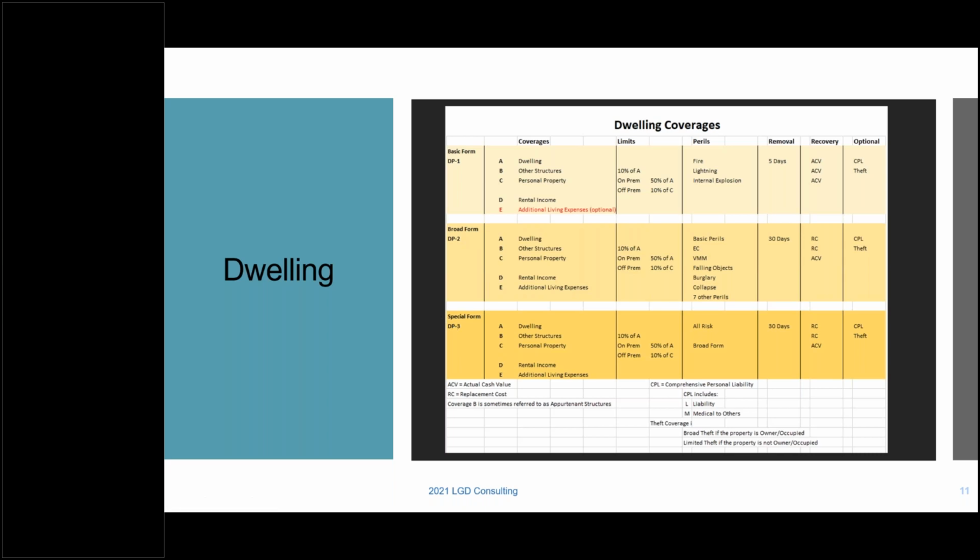All right. Here's the actual cash value, ACV. I've got some abbreviations here. RC is replacement cost. And remember, coverage B is sometimes referred to as appurtenant structure. So instead of other structure or separate structure, you might see appurtenant structure. And like I said, the liability and theft are optional. These are your optional charges under the dwelling program.